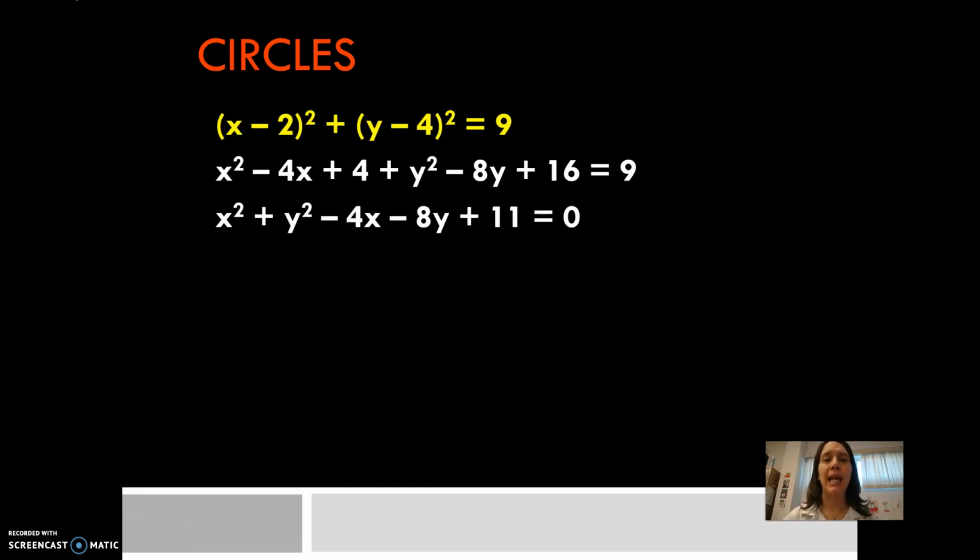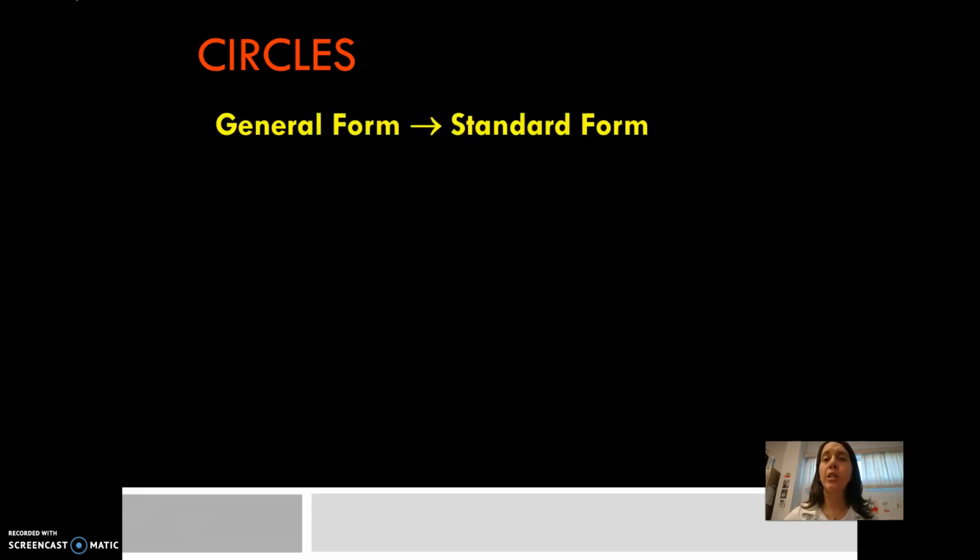So what we're going to see today is our question starts in this general format, and we're going to have to work backwards to what we see up there in yellow to turn it into that standard format. In order to go from general format to standard format, there's a couple steps that we need to follow, and here is what we have.